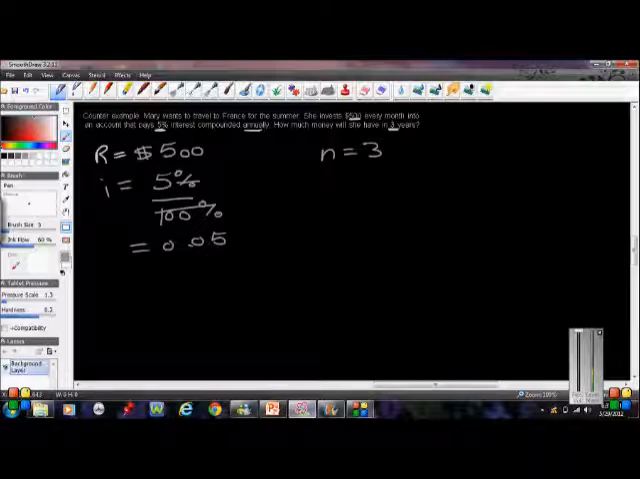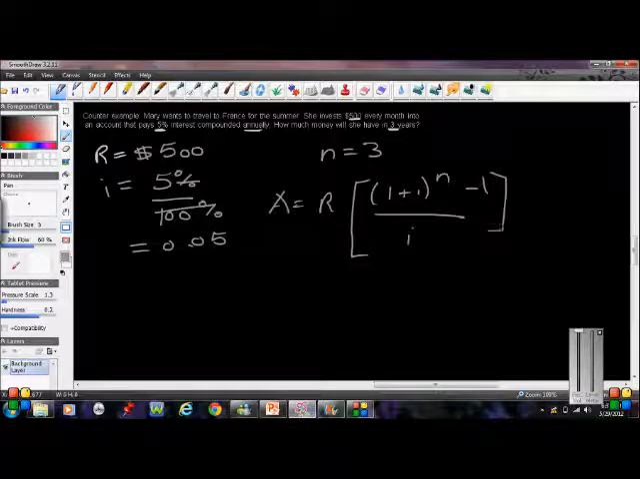So now let's write down our formula. A is equal to R. I mean, I would just jump to solving it, but then I don't want you guys saying I forgot something or made a mistake. Blame it on me. So let's just continue solving, and that is our formula: R times (1 plus I) to the power of N, minus 1, over I.